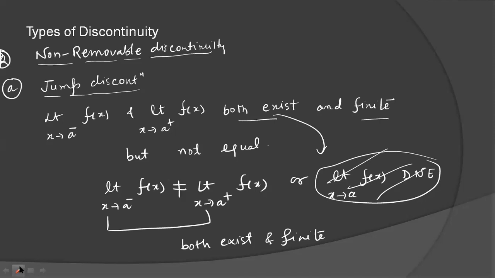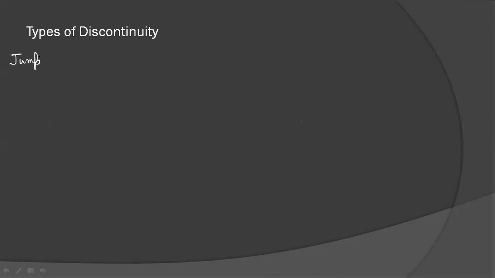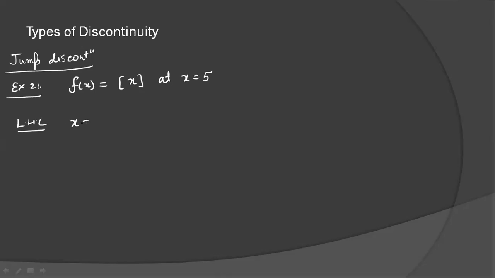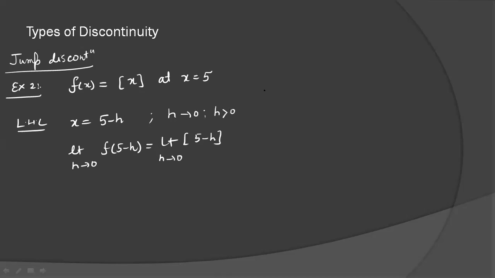Take an example for this. Jump discontinuity example. Example 2. If we take a function f of x equal to greatest integer x at x equal to 5. I told you in the limit lecture that the greatest integer function is not continuous at integers, or the limit does not exist at integers. We can see that. So the left hand limit will be x equal to 5 minus h. Limit h tending to 0, f of 5 minus h equals limit h tending to 0, greatest integer of 5 minus h. And what about h? H is very small but always positive. It means you are less than 5. Less than 5 means the greatest integer of 5 minus h will be 4. This limit exists because it is a finite value.